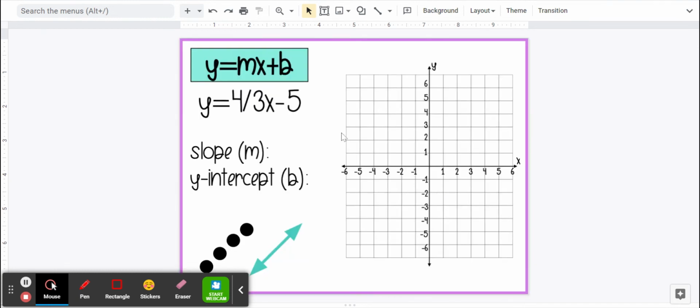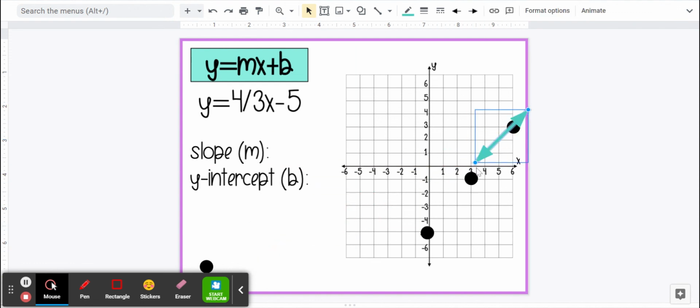All right, let's try this one. So we're going to start at -5. I'm going to put my first dot at -5. Then my slope is 4/3. So I'm going to rise up 4, run 3. Rise up 1, 2, 3, 4, run 1, 2, 3. I'm going to repeat from that dot I was just at. I'm going to go up 1, 2, 3, 4, and run 1, 2, 3. I don't have space for any more points, so now I'm going to connect the dots.